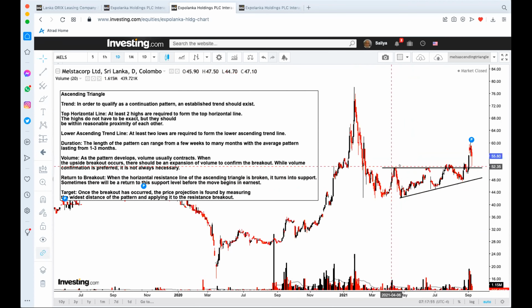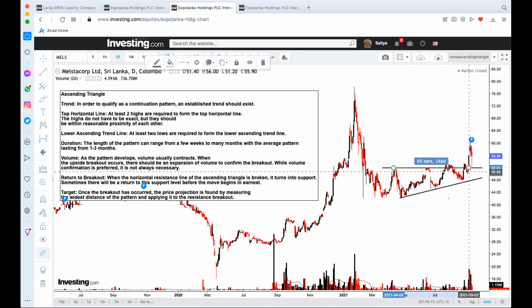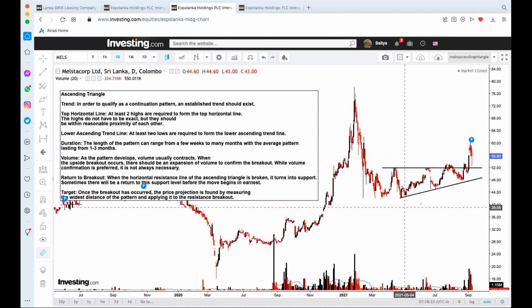But now here, there had been a strong resistance area for a period of time. If you start from this resistance level and move on up until this breakout, you can see that it has lasted 95 market days, right? So it's a pretty long, frustrating journey for this counter.